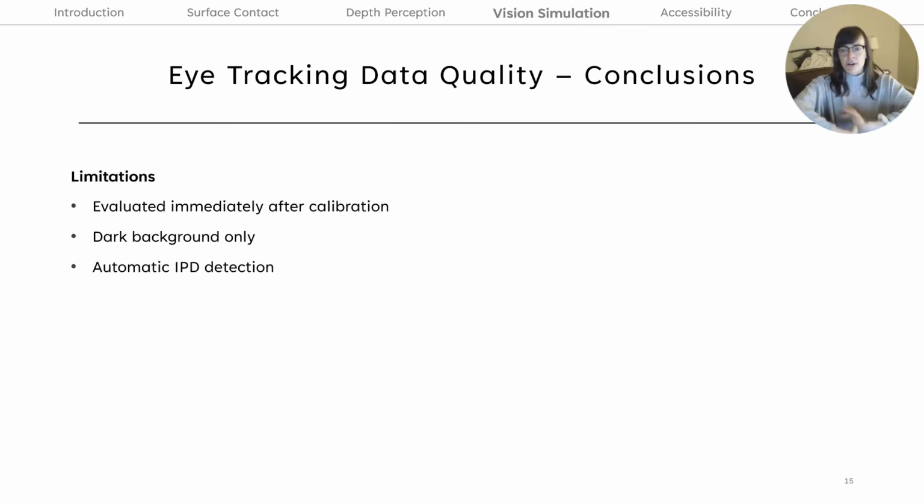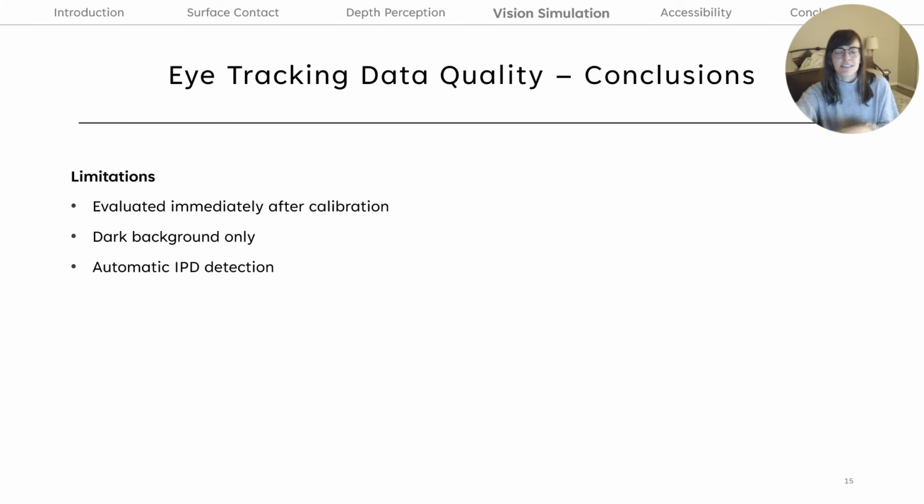Our work is not without limitations. One, we evaluated eye tracking data quality immediately after calibration to get a good initial feel of the data quality in these devices. However, in more realistic applications, people are moving, they're looking around. This is a head-mounted eye tracker and a head-mounted display. You will experience slippage, and eye tracking data quality will deteriorate over time.